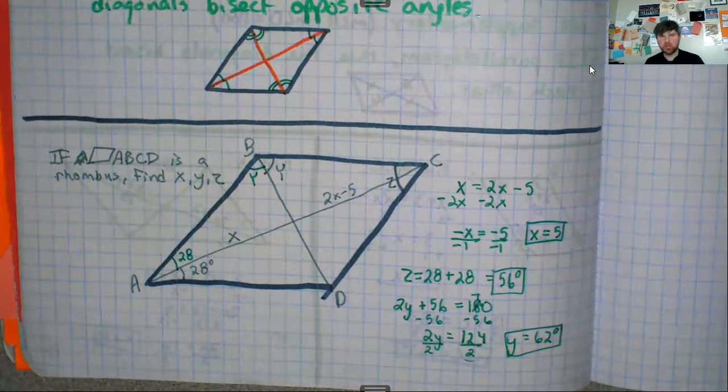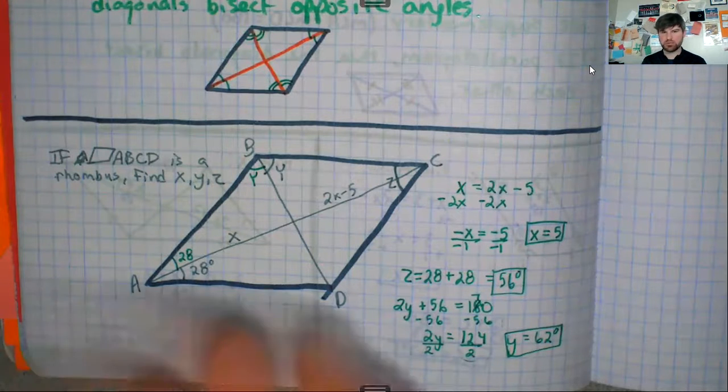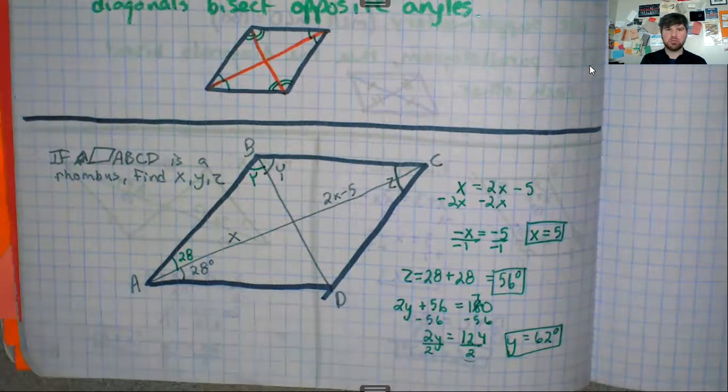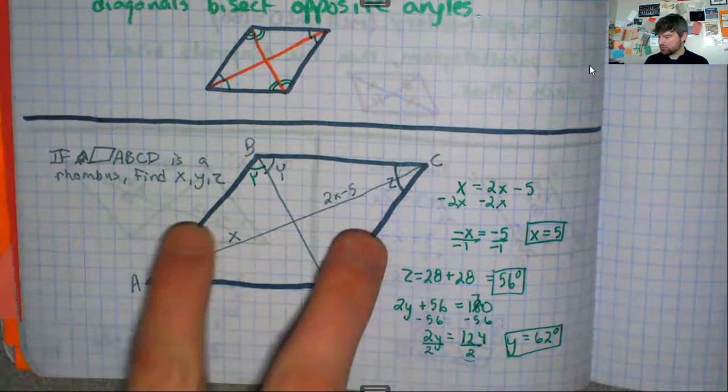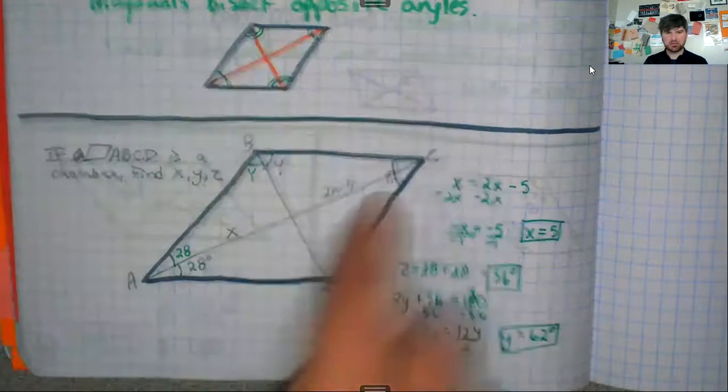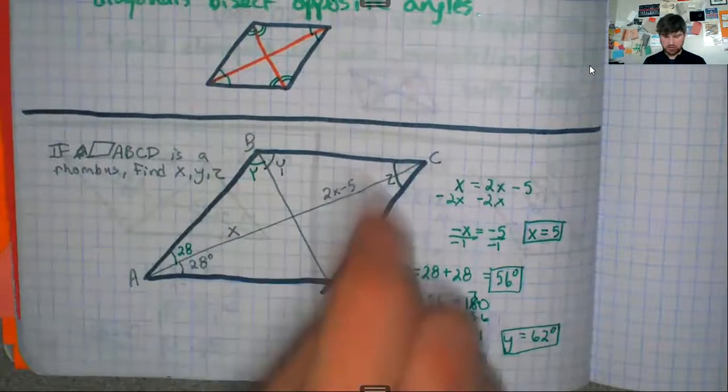Okay, so that gives us some examples of what we can do with the rhombus properties. Again, a rhombus is a parallelogram, so all four of the properties from the previous lessons still apply. And remember, in a rhombus, all four sides are the exact same length.